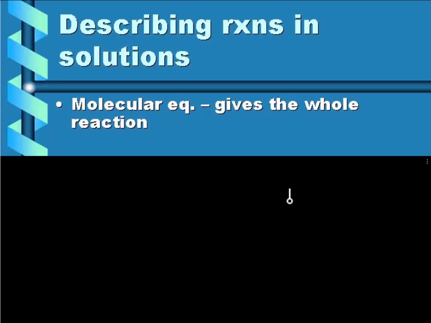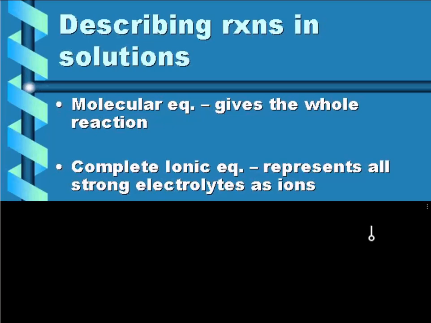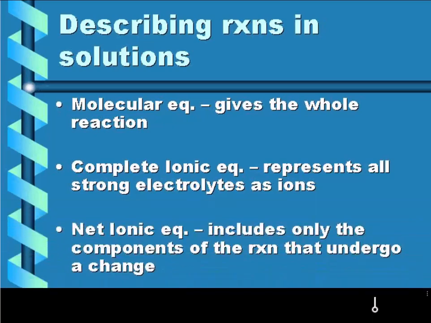A molecular equation gives the whole reaction. A complete ionic equation represents all strong electrolytes as ions. So strong acids, strong bases, and soluble salts will all be broken apart with charges. And then a net ionic equation includes only the components of the reaction that undergo a change.